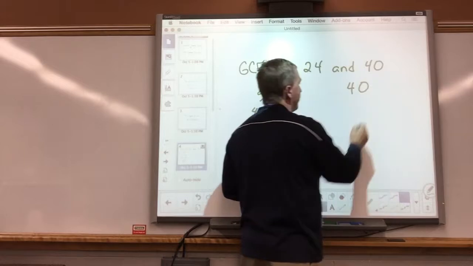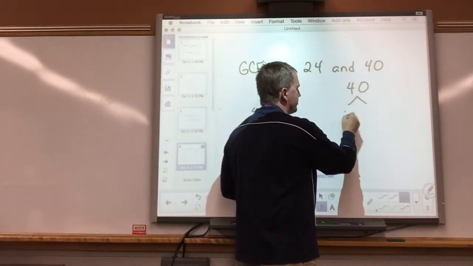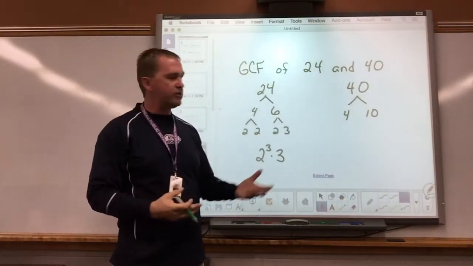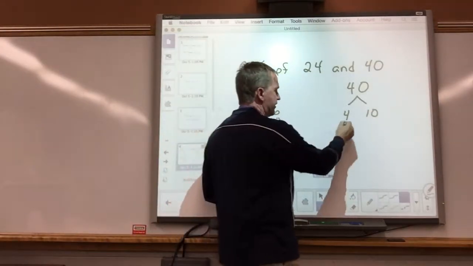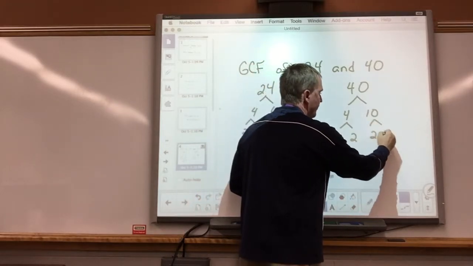If we take the number 40, we're going to do the same thing. Make a little factor tree here. I'm going to opt to use 4 and 10. You can certainly use 5 and 8. It doesn't matter which pair you use that would multiply to give you that. You'll get to the same spot. Keep factoring until each number is prime.